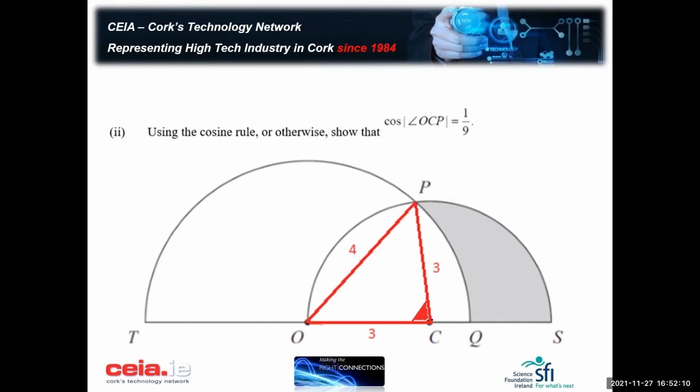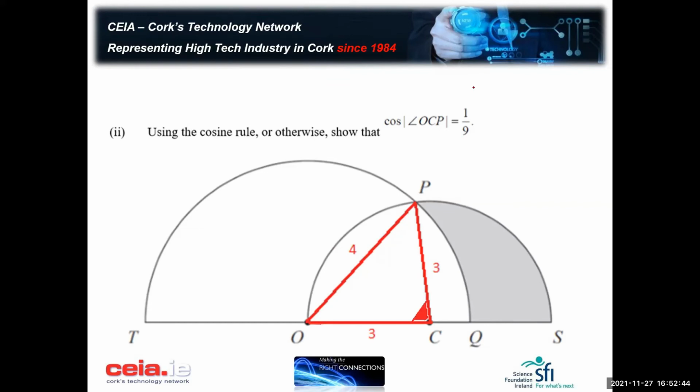The radius of the smaller semicircle is 3, so we mark in 3 in both cases, and the line OP is a radius of the larger semicircle, and that is 4. So we have a nice triangle of sides 4, 3, and 3. We can use the cosine rule and these 3 sides to find an expression for the cosine of this angle here, the one that I've indicated in red, OCP.